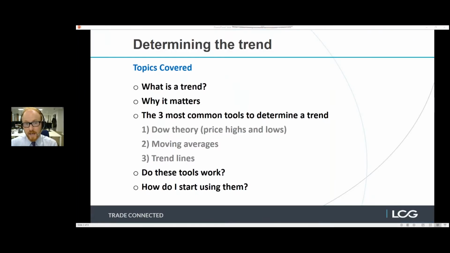So what are we going over today? Well, it's going to be what is a trend and why it matters. These three most common tools, you may have been wondering what those are: Dow theory, moving average and trend lines. Do these tools work? Obviously a pivotal question, and even more so, how exactly do we start using them?